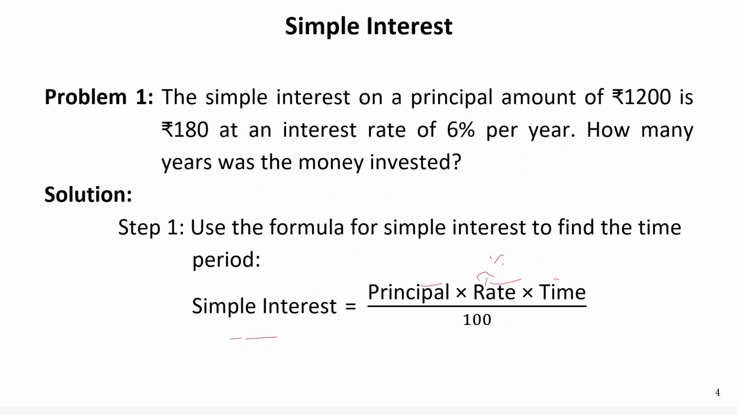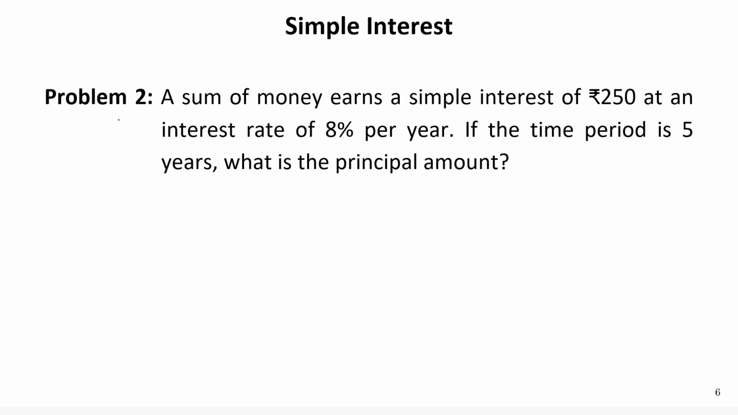So if the simple interest on a principal amount of 1200 is 180 at an interest rate of 6% per year, then it was invested for 2.5 years. So let's see problem number 2.